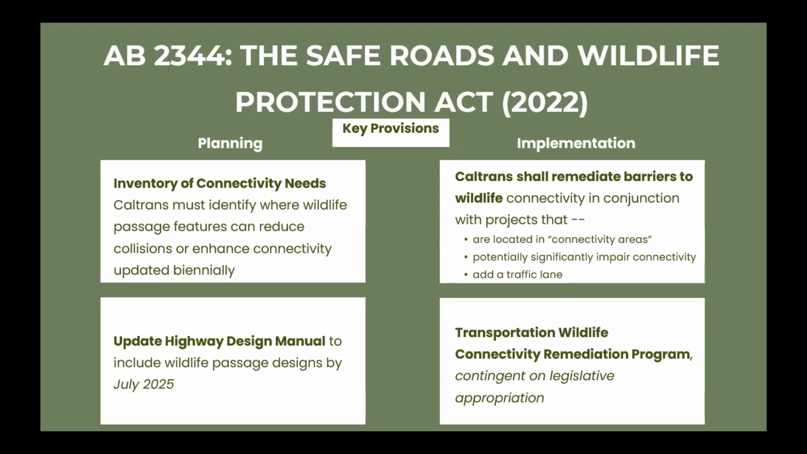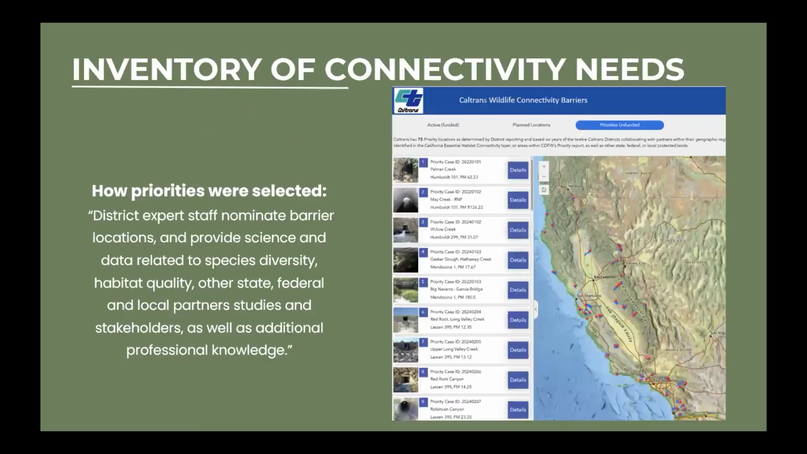So really, because of the timing of the rollout of these various implementing requirements, we've seen the most progress on the development of the inventory of connectivity needs, which Caltrans released in October of last year. As you can see, I think over 73 locations are identified in the priorities unfunded, and a handful in both planned and active funded locations. There's a little bit of ambiguity on how these priorities were selected. The most detail I could find is in this quote from the mapping resource: district expert staff nominated barrier locations and provided science and data related to species diversity.